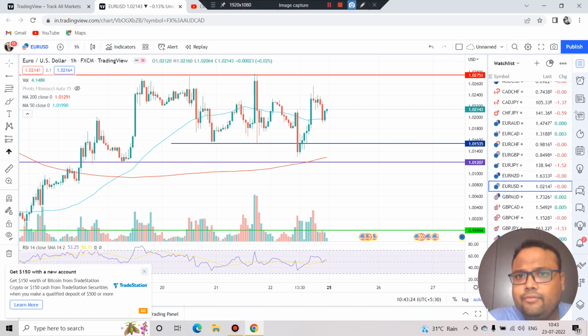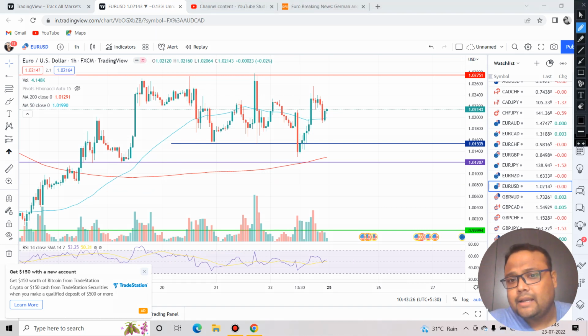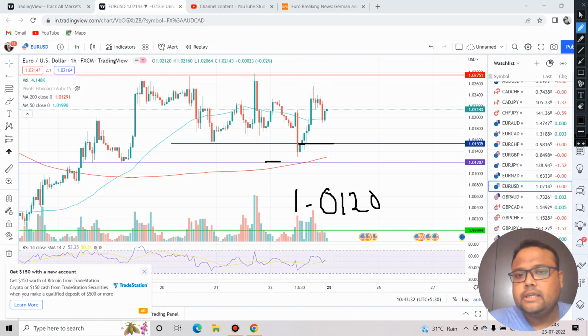And lastly, if you find that the selling market is breaking this level, then the second support will be 1.0120. This is the second support for Euro USD, where we can expect a buy position. I think that in case there is heavy selling in the market, let's say Euro USD fails to sustain here, we can expect heavy selling below this level as well.